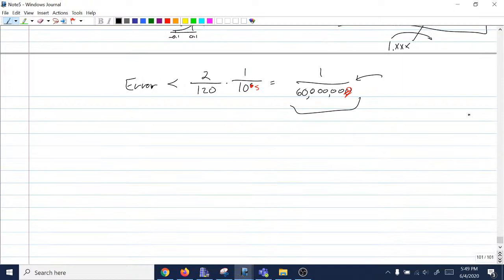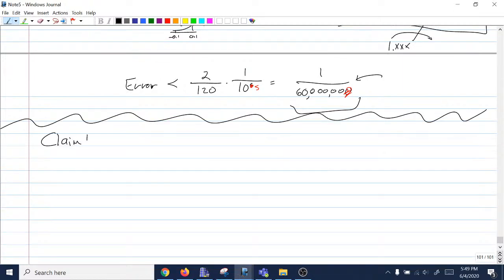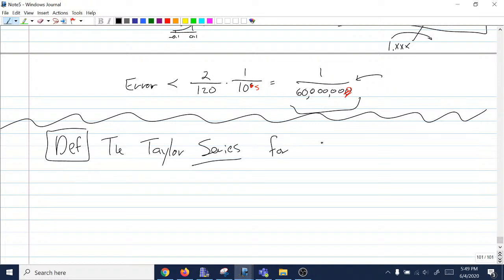Let's try using the Taylor's inequality to show that... Okay, let's talk about the Taylor series. We haven't used that word yet. The Taylor series for f of x at x naught is just the limit of the Taylor polynomials. It's the sum where you go out forever.